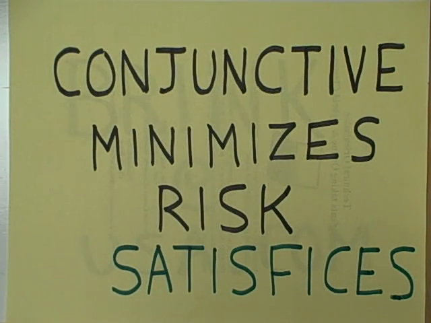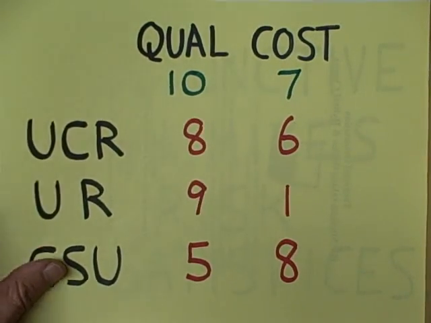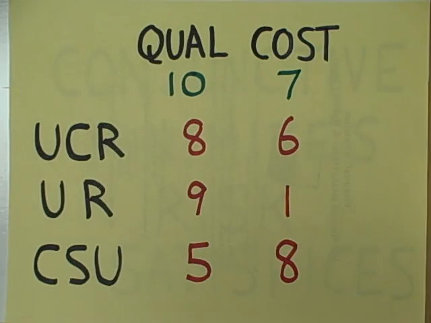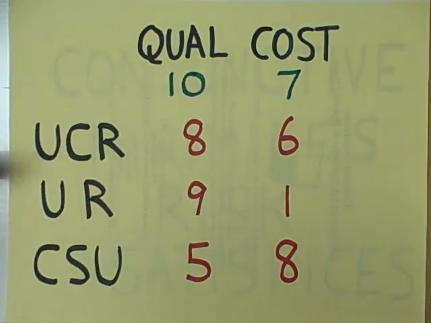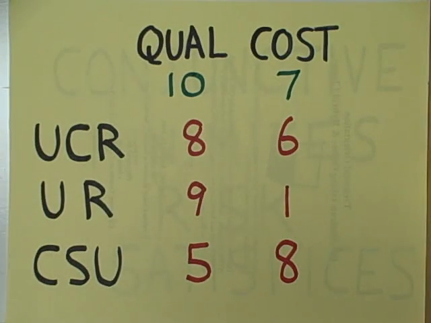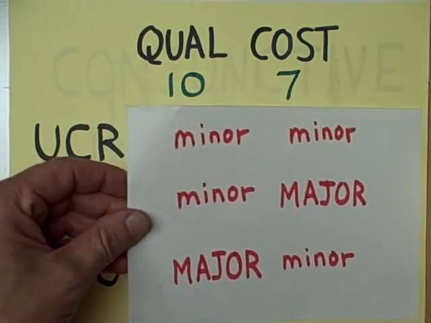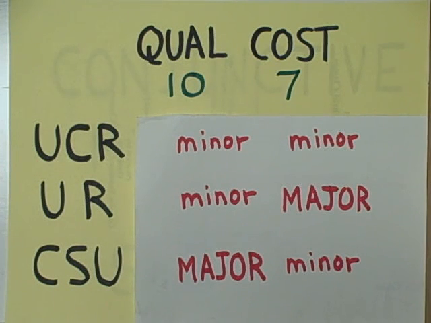Now, another way of looking at the same criteria, the same weightings, the same alternatives, and the same scores is known as the conjunctive approach. The conjunctive approach does it a little bit differently. What it attempts to do is to minimize our risk. So let's go back to the same 2 criteria with the same weightings, the same 3 alternatives with the same scores. Now we're going to essentially subtract.